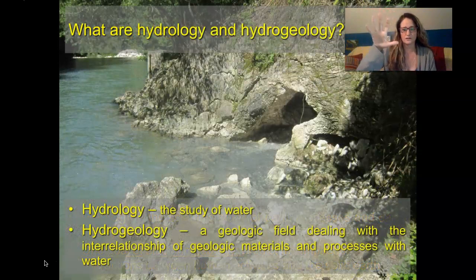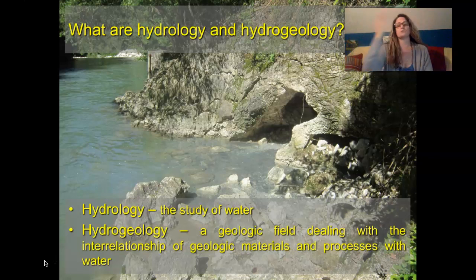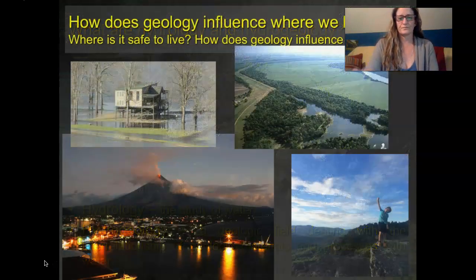Okay, so hydrology, that's just the study of water. A lot of different people could be hydrologists. They don't have to be hydrogeologists. In this course, we're going to do water, but take a step further and do the geology part along with it. So a geologic field dealing with the interrelationship of geologic materials, rocks, and sand, and the processes that happen in the water cycle.